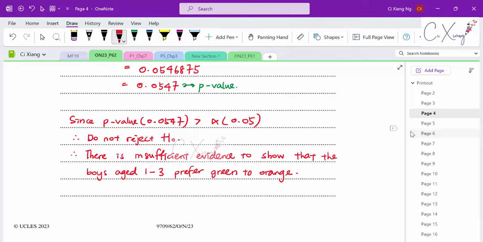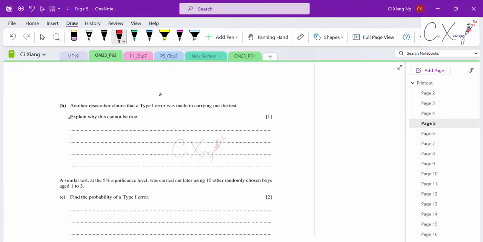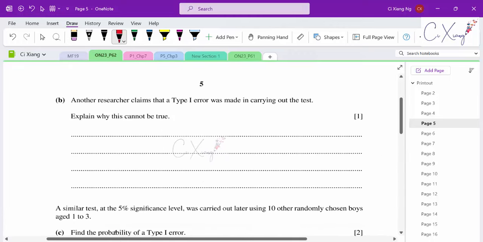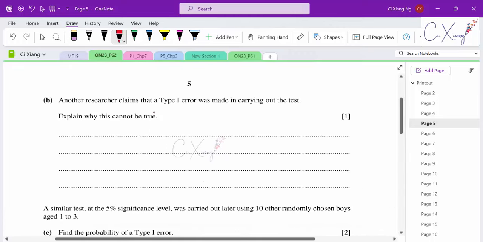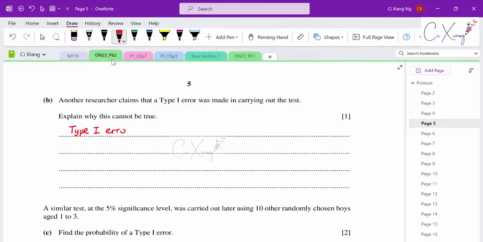All right. So let's have a look at part B in question number 3. Another researcher claims that a type 1 error was made in carrying out the test. So explain why this cannot be true. So why can a type 1 error not be made in this question? You should know the definition of a type 1 error, right? So what's the definition for type 1 error?